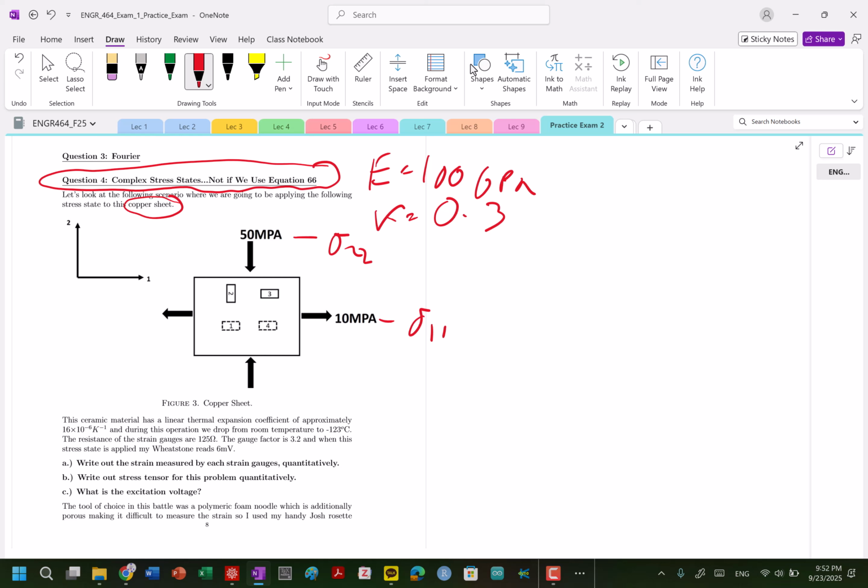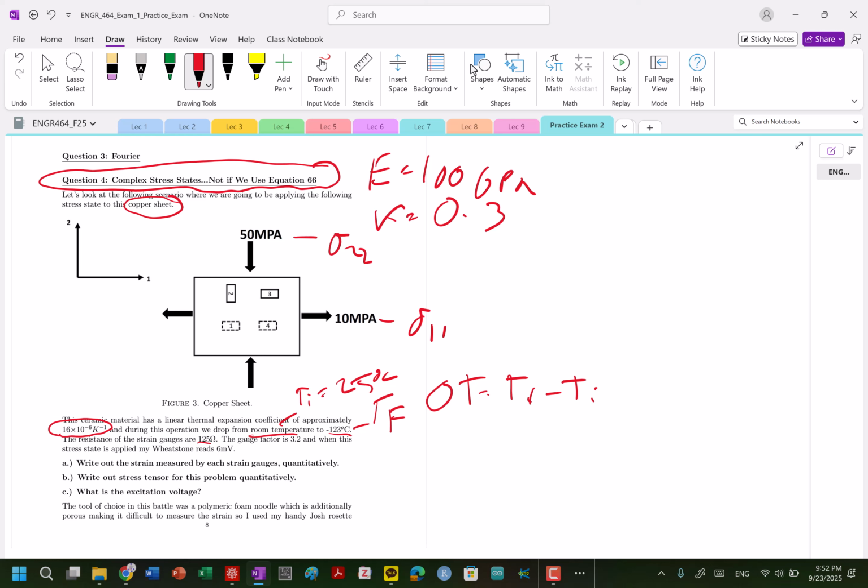Top and bottom of our sheet, we don't have any bending. We have a linear thermal expansion coefficient here. We're dropping from room temperature, so that's our starting temperature. So that's our T initial. And then this is room temperature, 25 degrees C. And then this is going to be our T final. So our delta T is equal to T final minus T initial. You can keep it in centigrade here because it's just a delta. You can convert it to Kelvin, but again, it's not going to make a difference here.